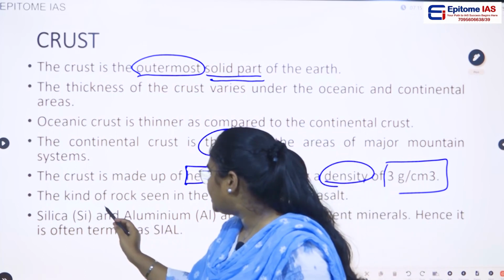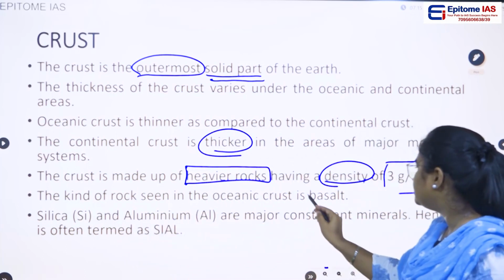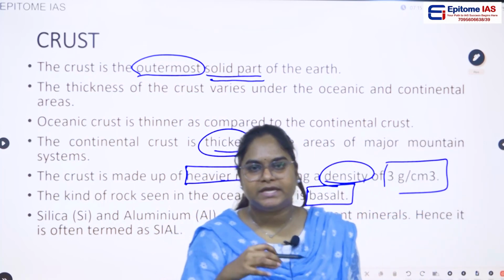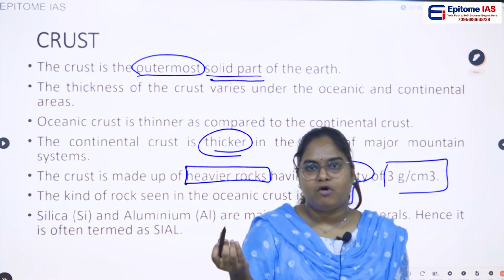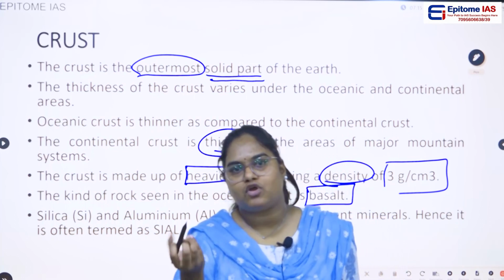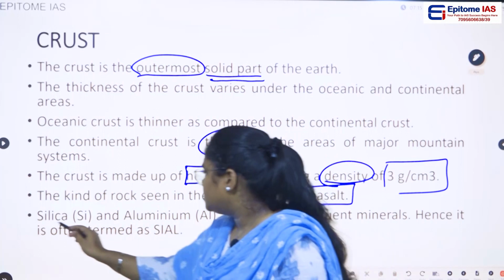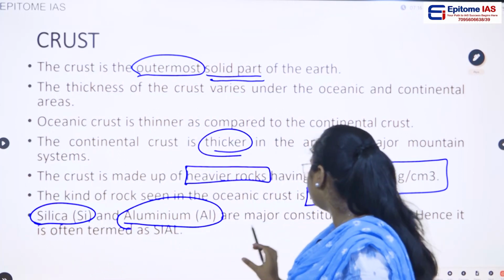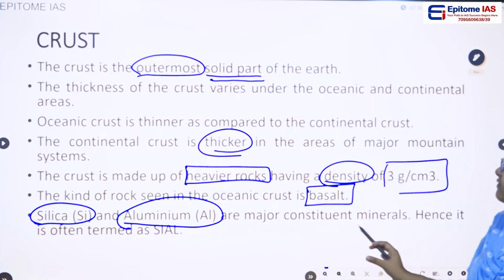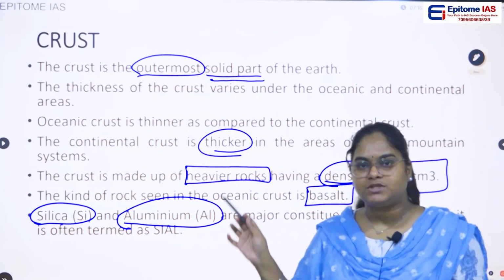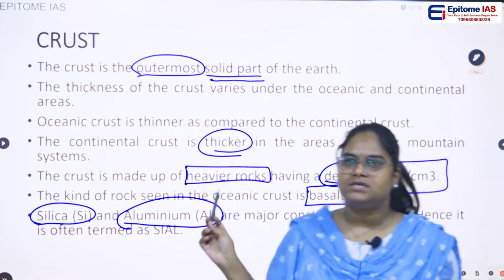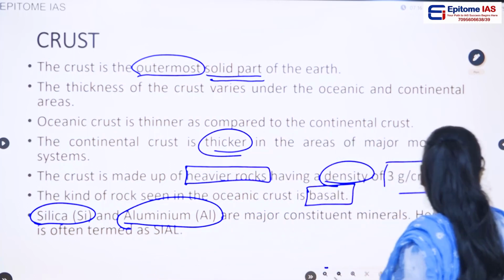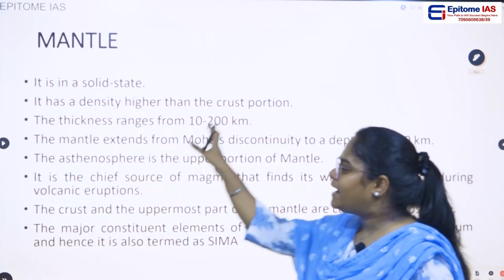The kind of rock seen in the oceanic crust is basalt. This is one of the important points. The oceanic crust is majorly made up of basalt type of rocks. And we already saw, silicon and aluminium are the major constituent minerals seen in the crust. That's why this particular layer, the crust, is also known as SIAL layer. Okay, so let us see the next part, that is the mantle.